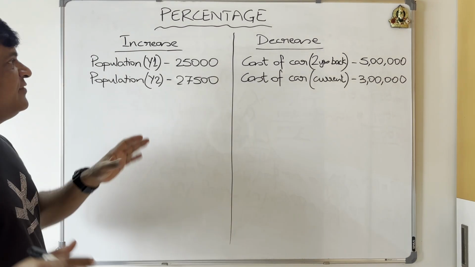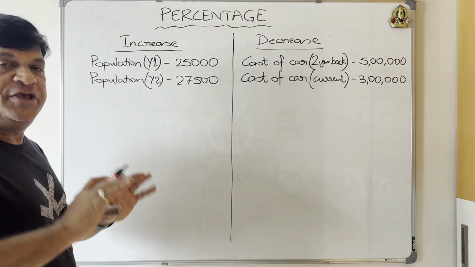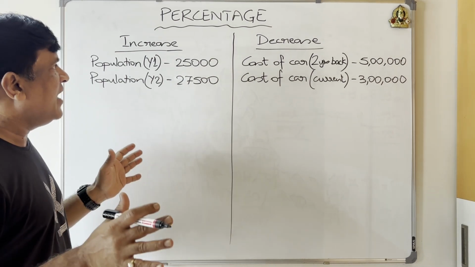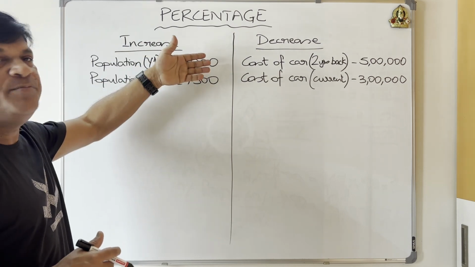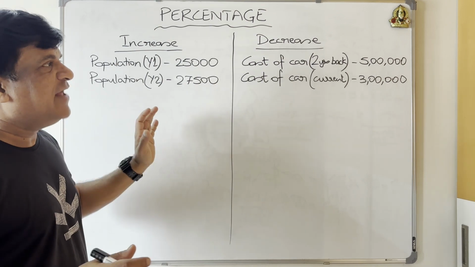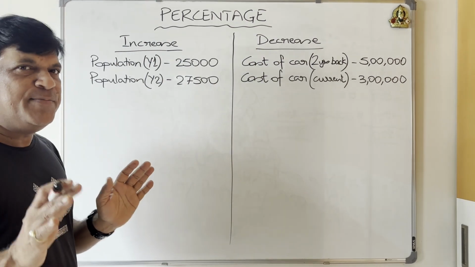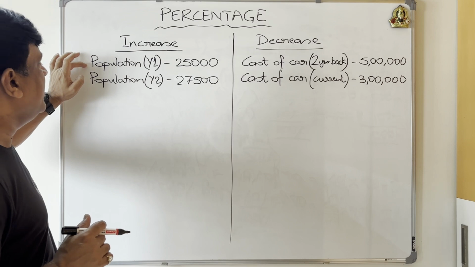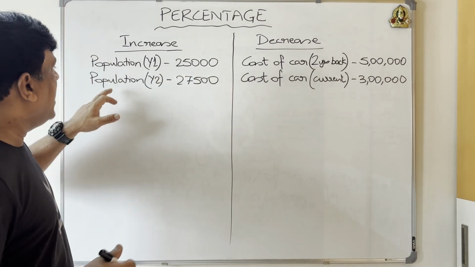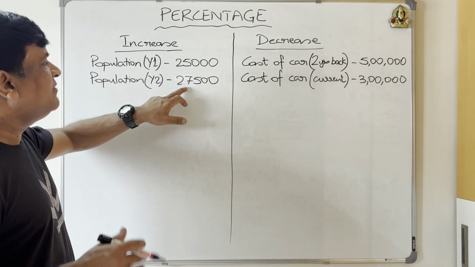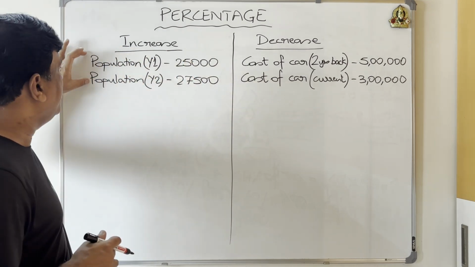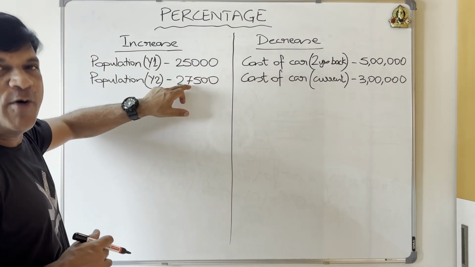Another very important scenario with percentages which we use in real time, mostly throughout our life, is to calculate the increase in percentage and the decrease in percentage. So I have just put two examples over here to make you understand very simply how we do that. Now if you look at it, the population in year 1 is 25,000, and the population in year 2 has gone up to 27,500. So what do you see over here? It's a clear increase of population.